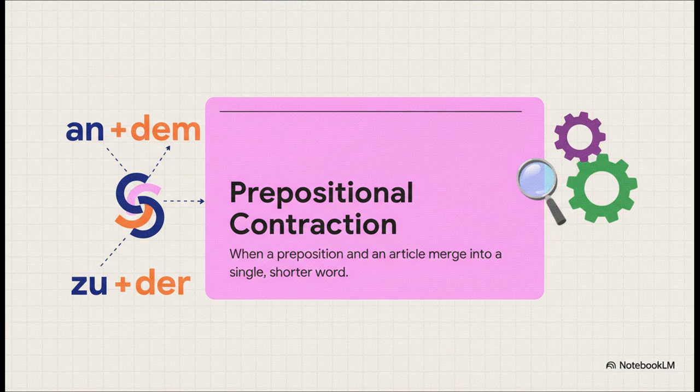At its core, it's really simple. A prepositional contraction is just what happens when two words, a preposition and an article, get kind of squished together into one new, shorter word. You know, it's like how do not becomes don't in English. It's all about making the language flow better.